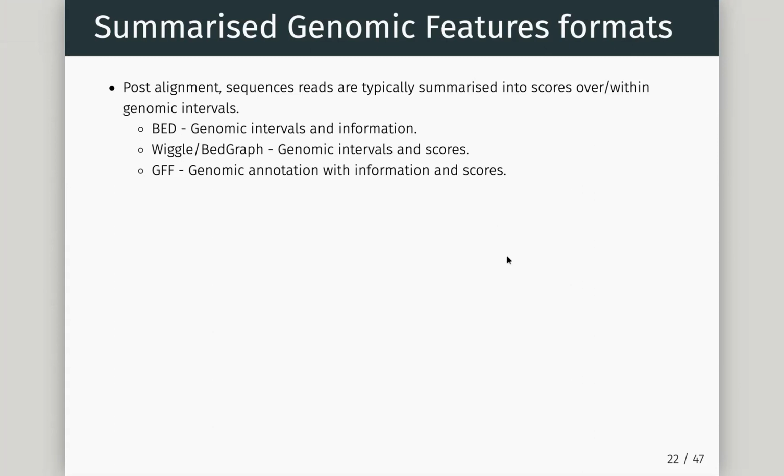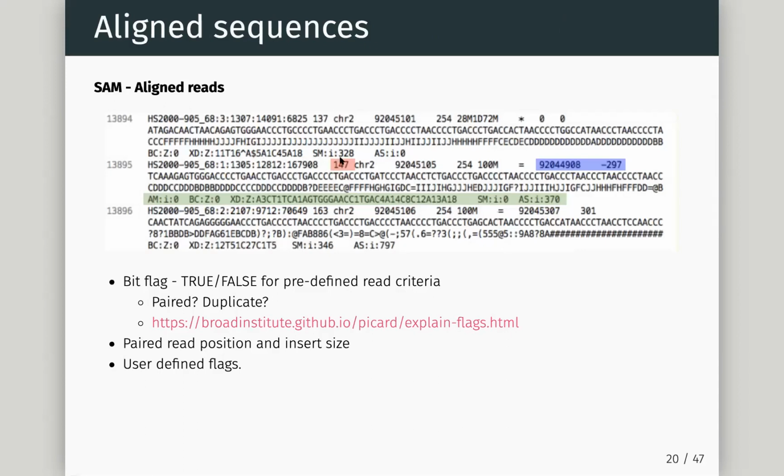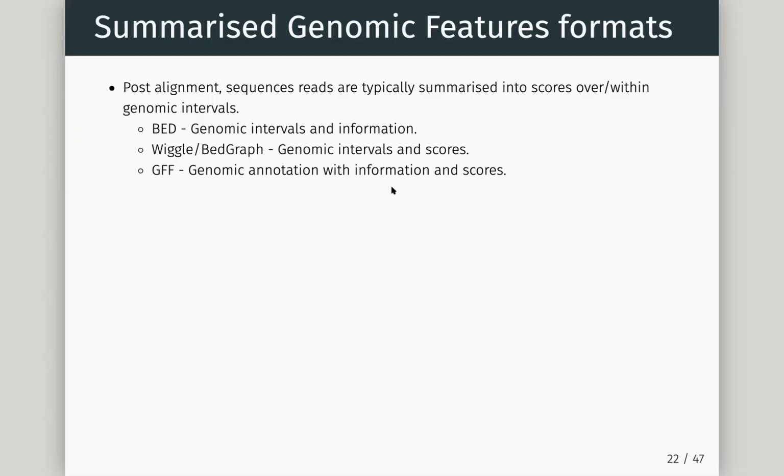We don't need all this information on bit flags. We don't actually need the sequence anymore. Once I've accepted it's aligned to that position, I could just simplify that and just say how many reads align to that position. There are lots of formats available for that, and that includes BED, our most simple, genomic interval and information. We can store that in BED. We have Wiggle and BED graph, kind of two opposing formats, but they do the same thing.